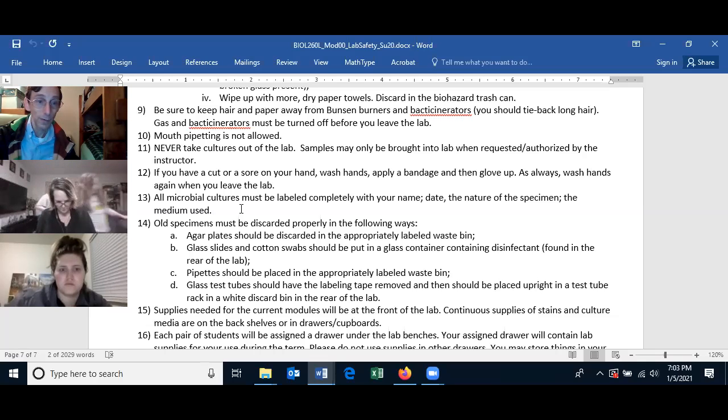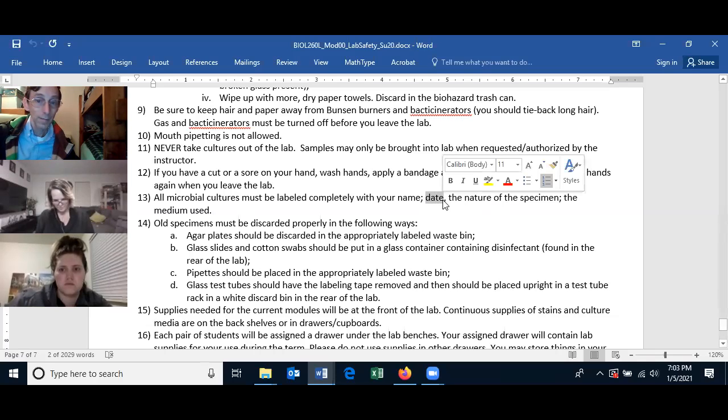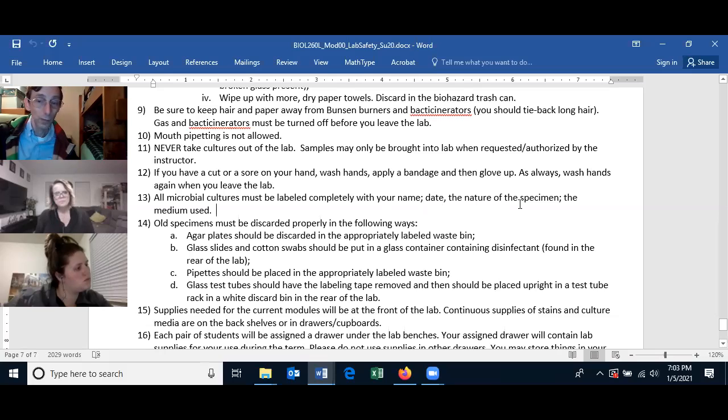The reason is so that when we find it, we can realize what it is and what to do with it. If it's something recent, we would probably leave it or put it in the incubator. If it's something old and ancient, we'd throw it away. It should go with your name on it so we know who it goes to, and then the nature of the specimen so that everybody knows the risk of what it is.